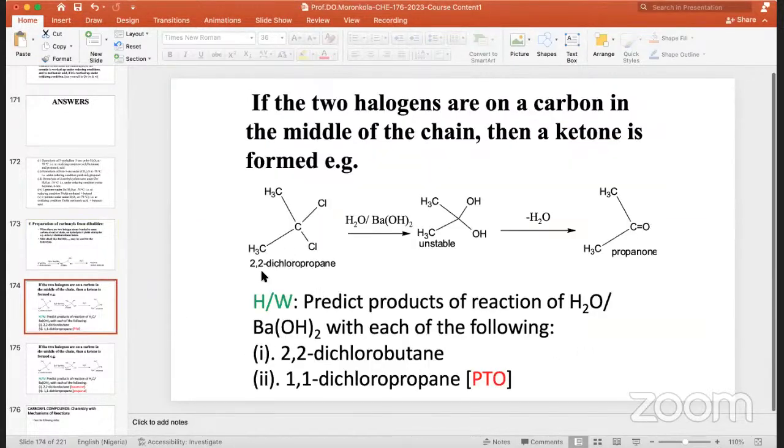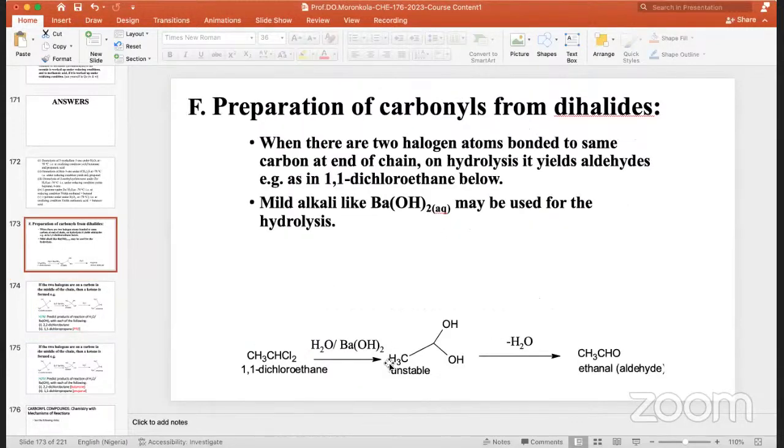But this one here is 2,2-dichloropropane, on carbon number 2, which is not terminal, in between. When you have the dihalide on the same carbon but in the middle, not terminal, then you are going to get a ketone. In this case, because we are starting with a three-carbon system, prop, we end with propan-2-one, propanone, a ketone. When they are terminal, like I said, it gives our aldehyde.